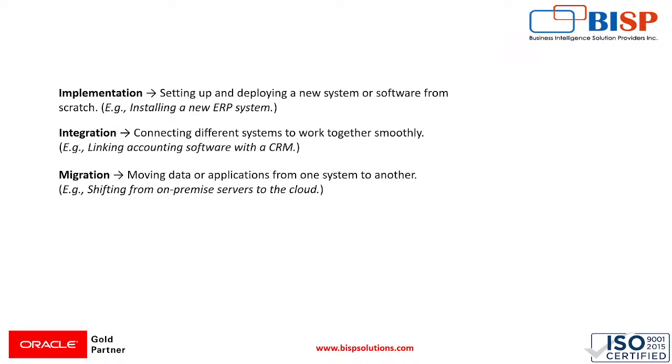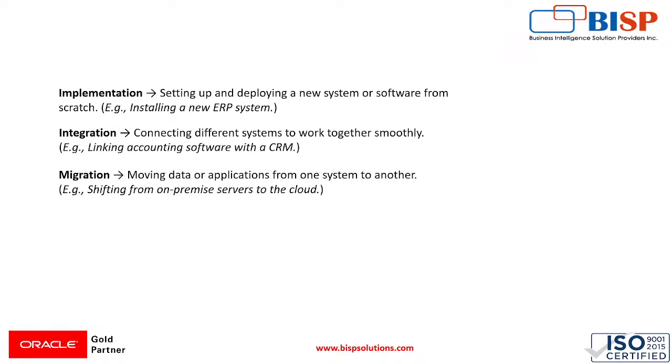So the first is that implementation is a process. It is setting up and deploying new software, meaning a process of setting up a new system, software, or process in an organization. It means that we are installing a new ERP and configuring a new system or software into the client's system. It means that we are deploying a new ERP system from scratch.